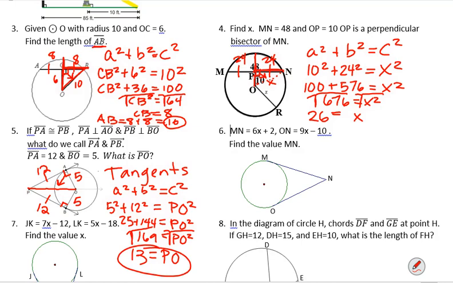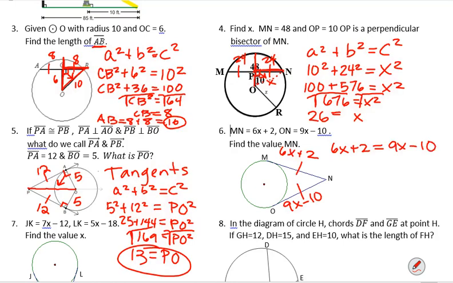All right, now number 6 says MN is, well, first of all, I know that MN and NO are congruent because both of those tangents originate from the same point. So I'm going to do 6x plus 2 here for MN and 9x minus 10 right here. Well, because they're congruent, I can set them equal to each other in my equation.